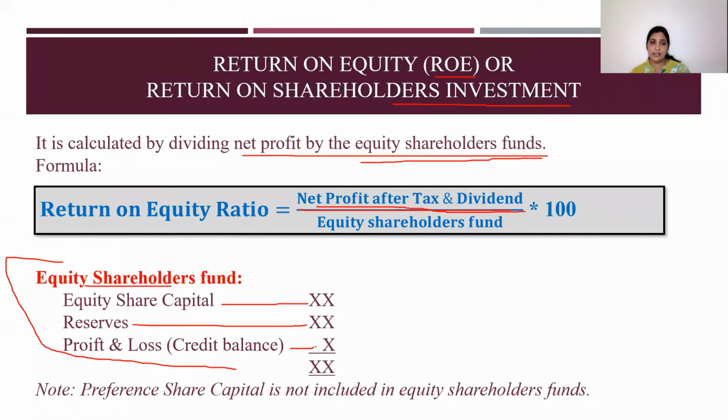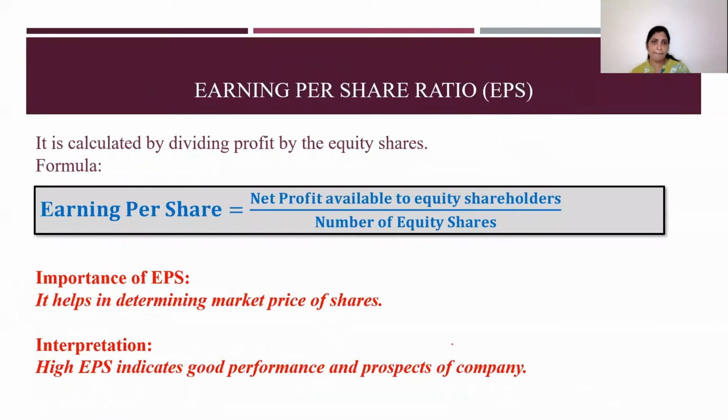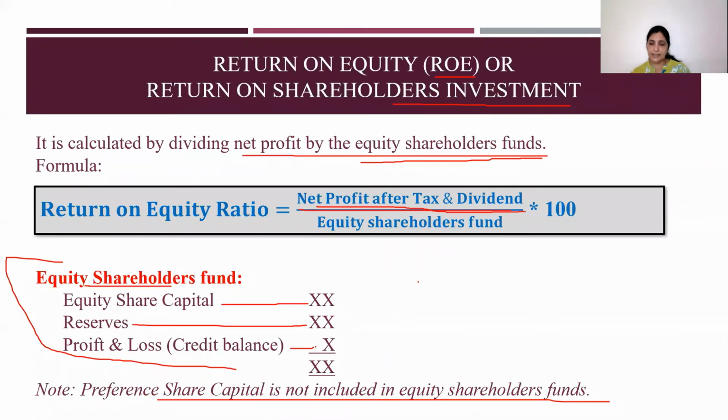See, I have written a note over here. Preference share capital is not included in equity shareholders funds. Only equity share capital plus reserves. All of you know it's a part of profit, and profit and loss account excess credit balance. Okay, so understood this? So problems we'll do it later.